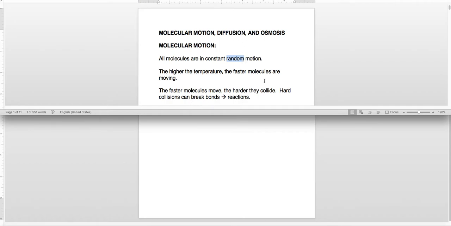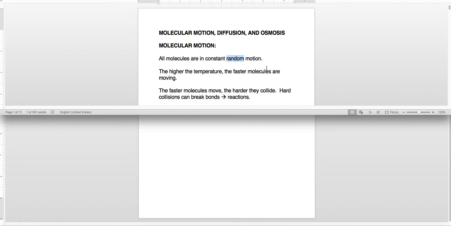Since today we're just talking about motion, we're not going to be talking about the reactions that happen. We're going to be talking just about the movement. So we're going to assume today that when molecules run into each other, they're just bouncing off and going in a new direction, but they're not actually reacting.